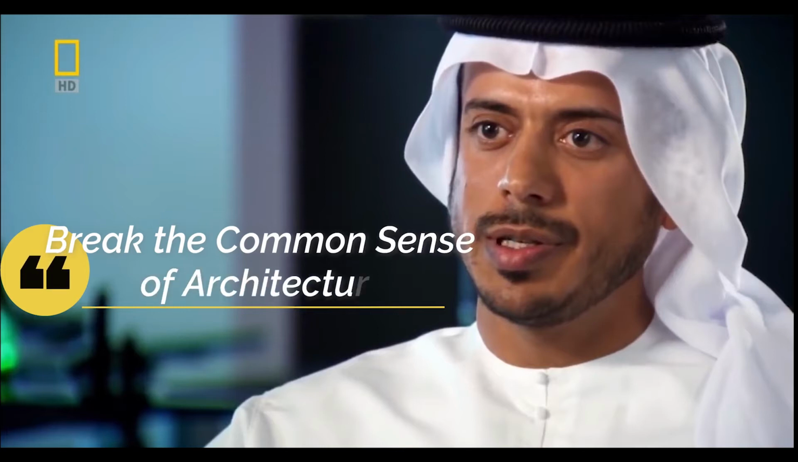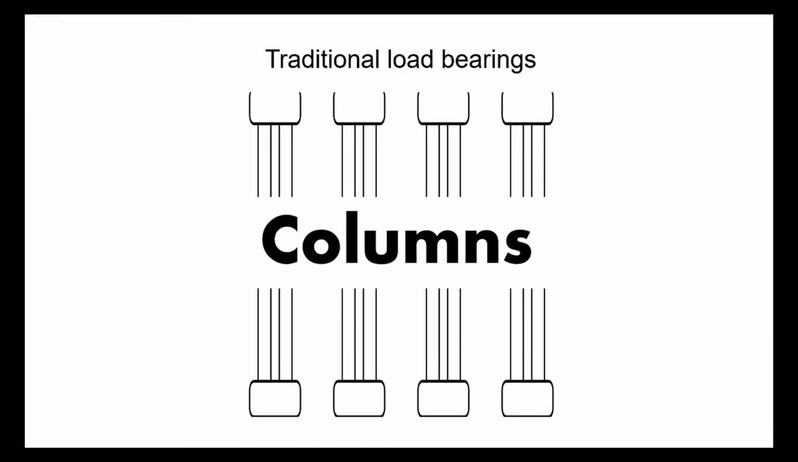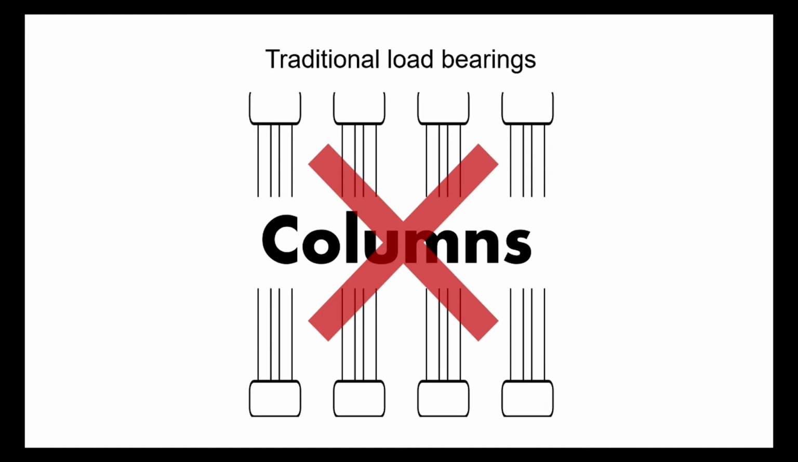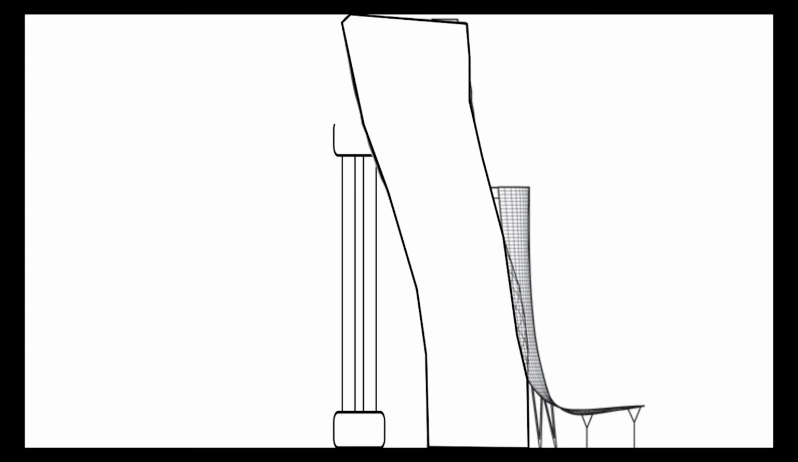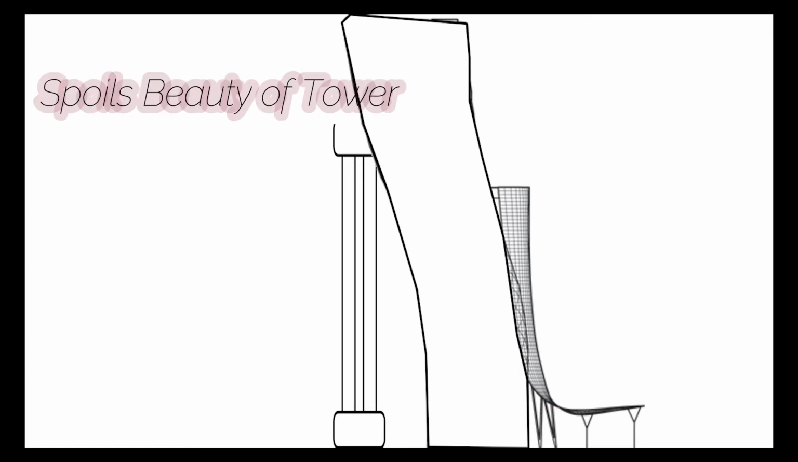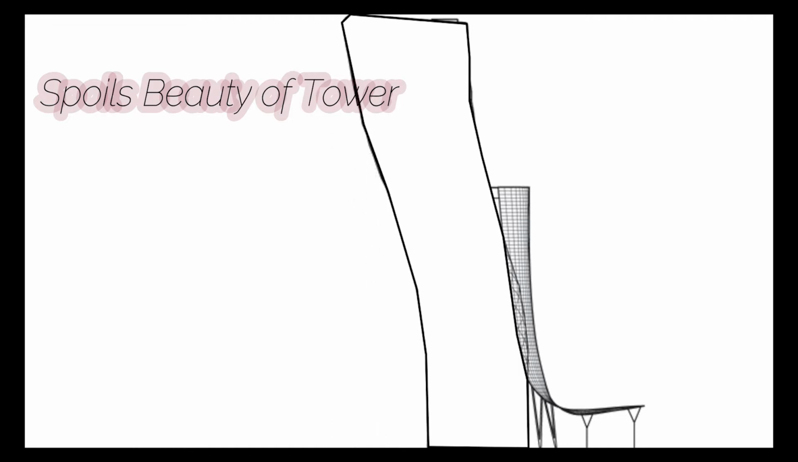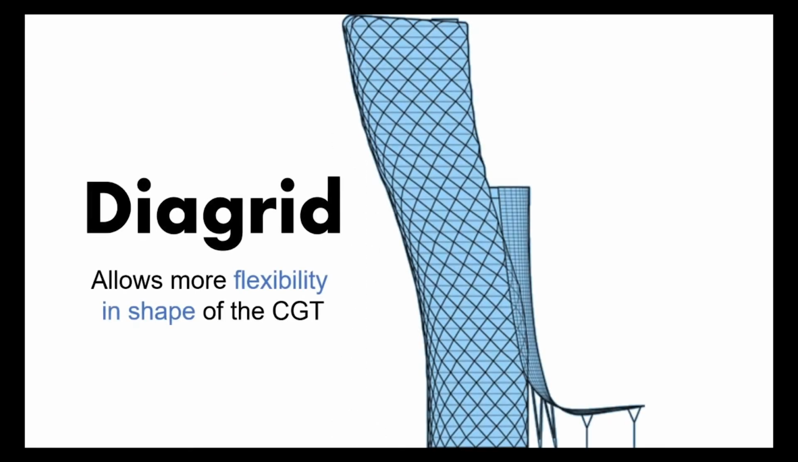The first main reason was to fulfill the design requirements of the Sultan, as he wanted a lean building that could break the common sense of architecture. It was inappropriate to use traditional load-bearing columns. It needed some other method to resist the lean load without spoiling the beauty of the tower. So, the diagrid was the only way to accomplish the job. It eliminates the need for large corner columns, allowing more flexibility in the shape of the building's form.